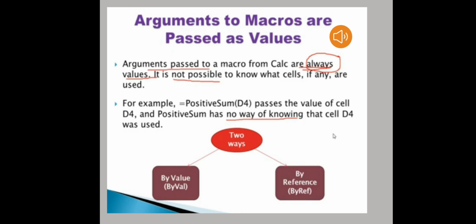For example, =POSITIVESUM(D4) passes the value of cell D4, and POSITIVESUM has no way of knowing that cell D4 was used. The example shows that it passes the value which is given in cell D4. So there are two ways: by value, or by reference (ByRef).